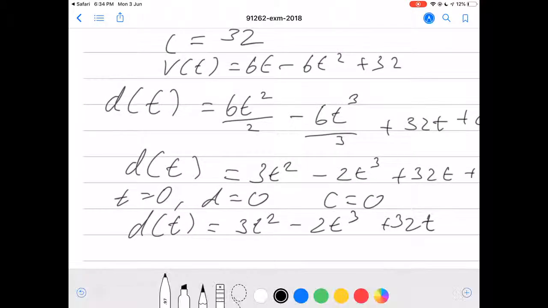Okay, so now we're going to substitute t equals 2 and we'll find the distance from the tree after 2 seconds, okay? The reason we're substituting t equals 2 is because that's when the velocity is 20 meters per second, is what the question tells us, okay?